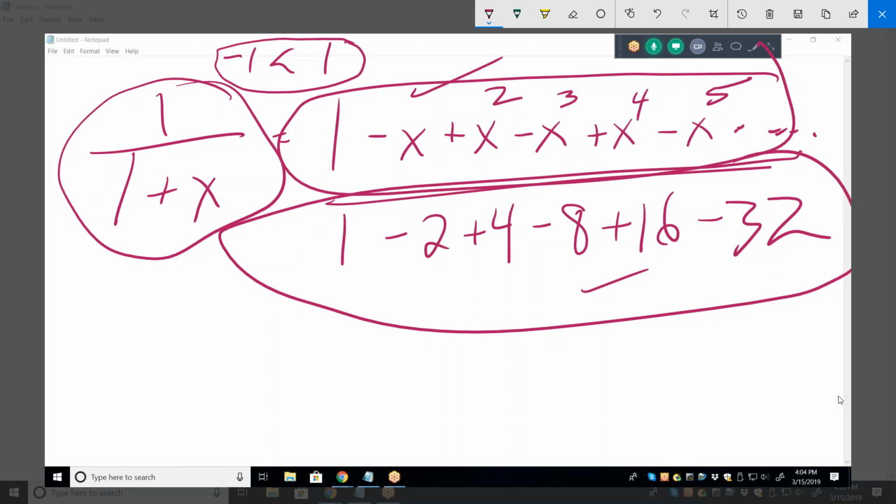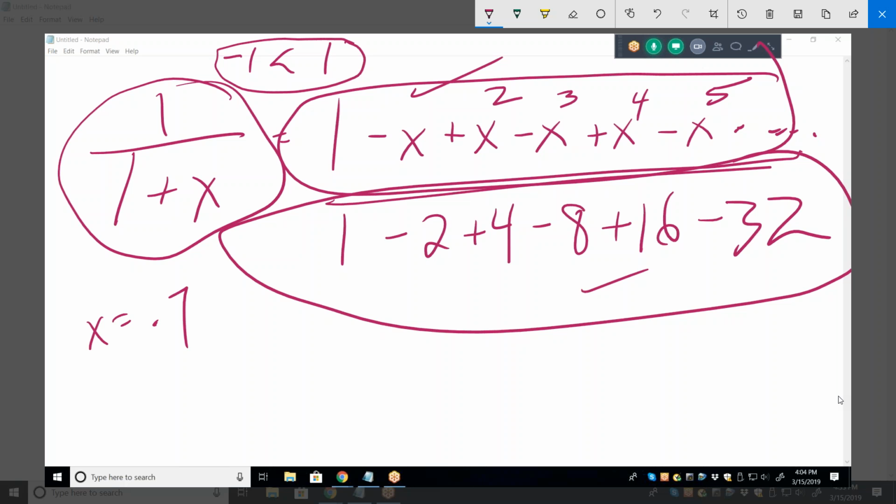But that's not going to be your margin of error. Your margin of error is, let's say, let's go back and look at this polynomial here, and I decide, okay, I'm going to let x equal 0.7.